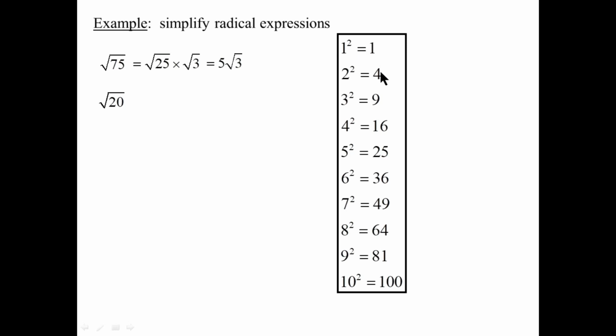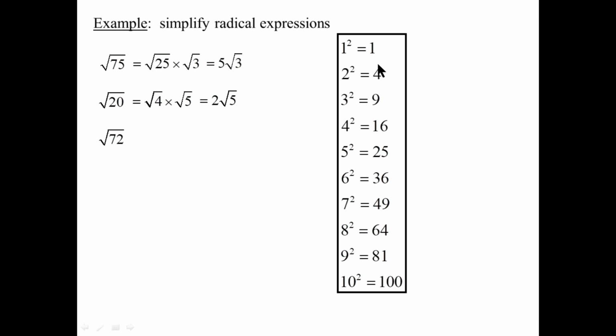Root 20, we look for a perfect square number that goes evenly into 20. And we realize that 4 times 5 is 20. So we'll say root 20 is root 4 times root 5, and root 4 is a number that we know. It's the number 2. So we can write root 20 as 2 root 5. And this is simplifying a radical expression. Let's try another one. Root 72.